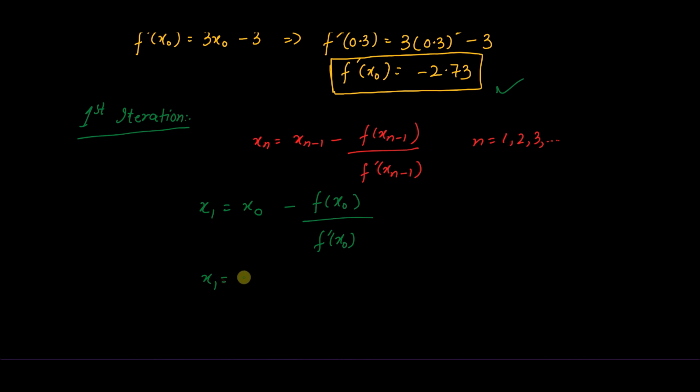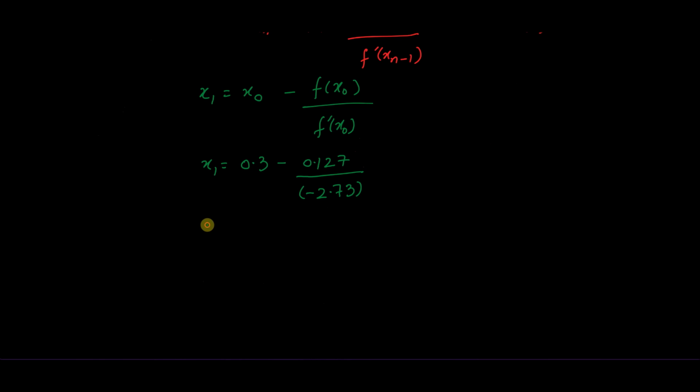So x1 equals 0.3 minus 0.127 divided by negative 2.73. After solving, we will get x1 equals 0.346520. Now we proceed toward the second iteration.